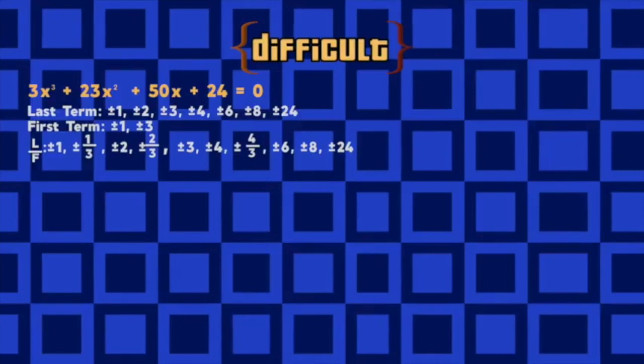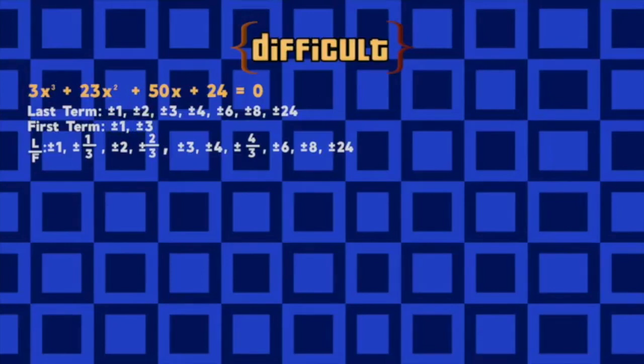First, we look for the last terms by looking for the factors of positive 24, which are plus or minus 1, plus or minus 2, plus or minus 3, plus or minus 4, plus or minus 6, plus or minus 8, and plus or minus 24. The first terms are plus or minus 1 and plus or minus 3. You can get that by factoring positive 3.